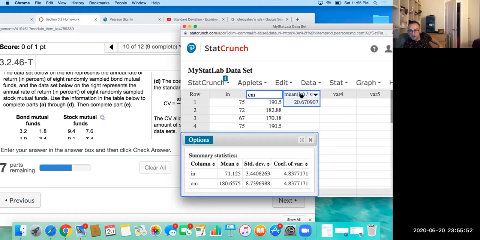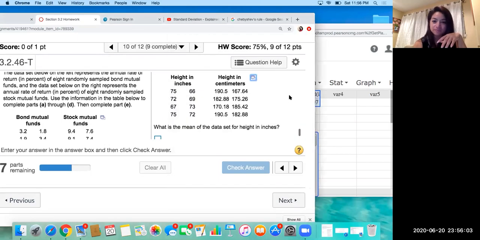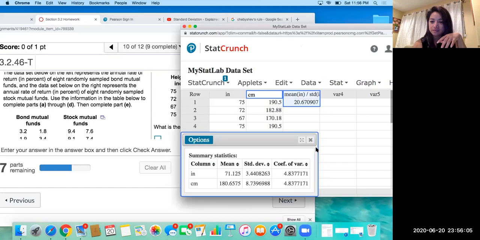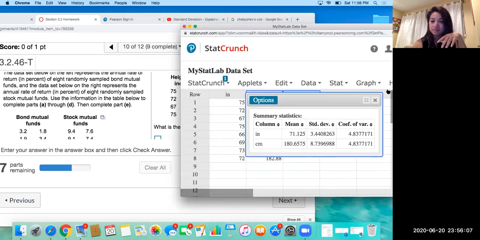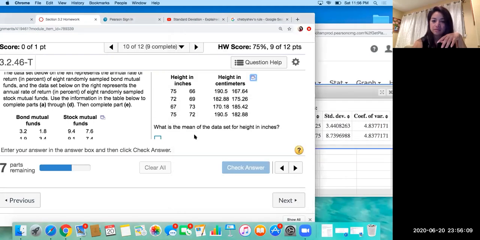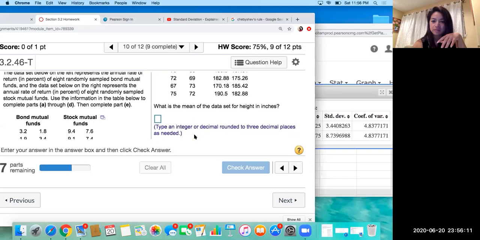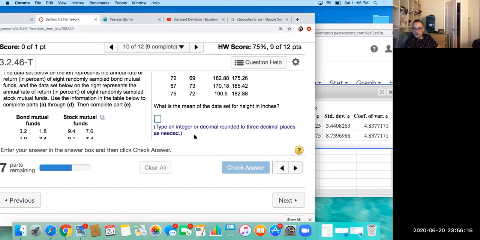Yeah, you can do stuff on StatCrunch. You can do anything, apparently. Okay. That's very interesting. Let's see. So just do the standard deviation divided by the mean.